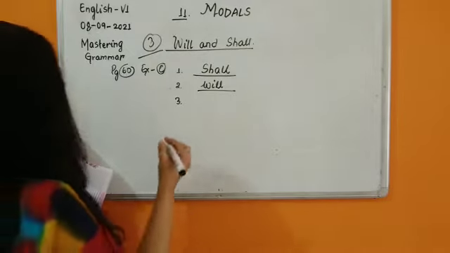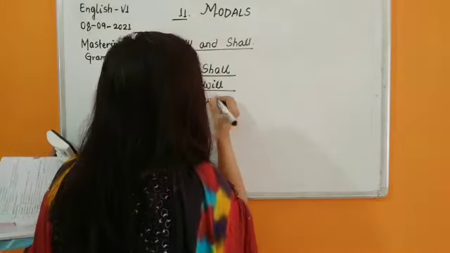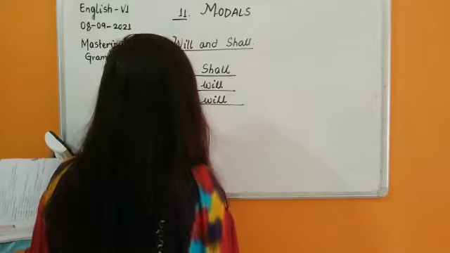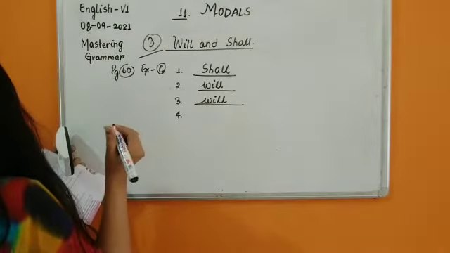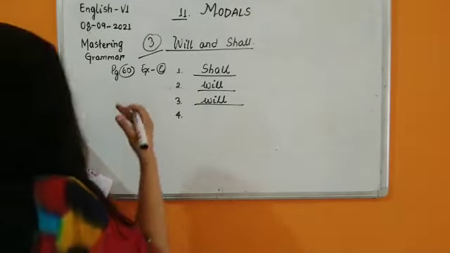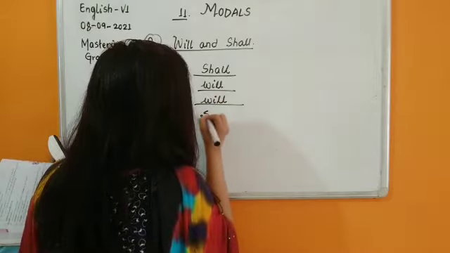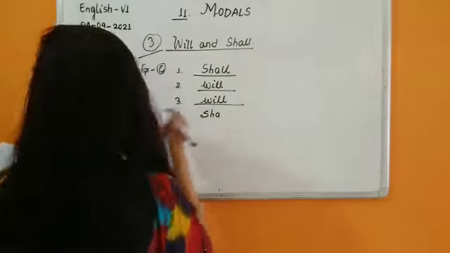3. The chief minister will preside. So it's like a formal address or announcement. That's why we are going to use will. The child is a genius. So it's predicting the future. Shall. For predicting.